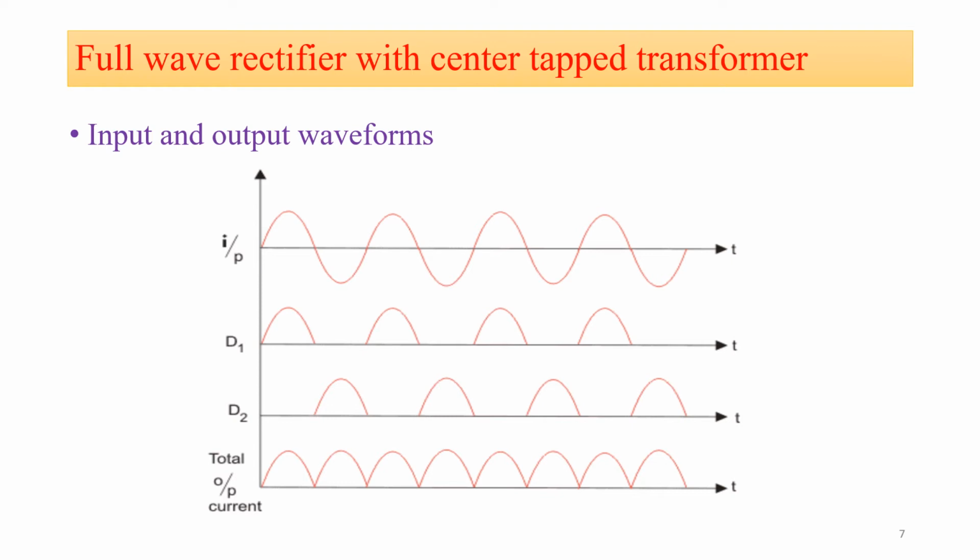In this way, for full wave rectifier with center tap transformer, we are getting output for both the cycles of the AC input signal. That is, we are getting output for the positive half cycle and also for the negative half cycle. So this is the most advantageous thing of the full wave rectifier with center tap transformer over the half wave rectifier.